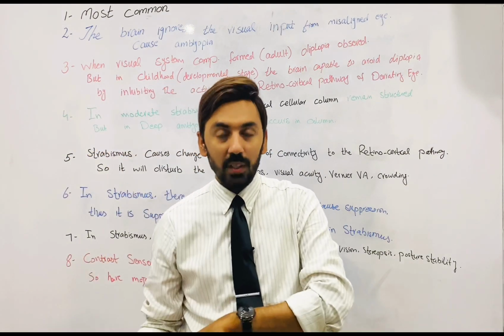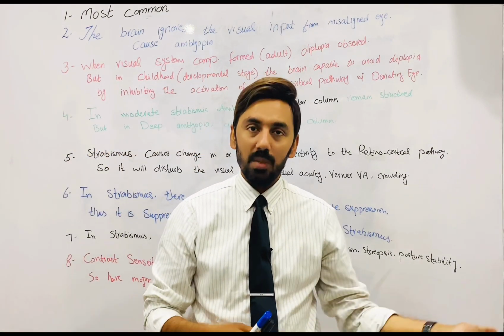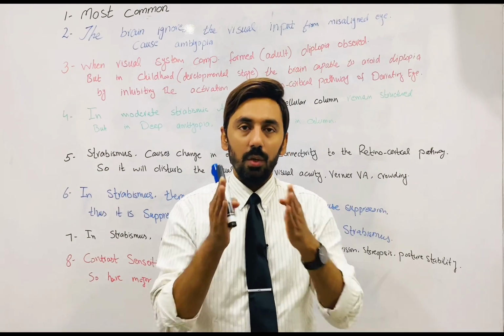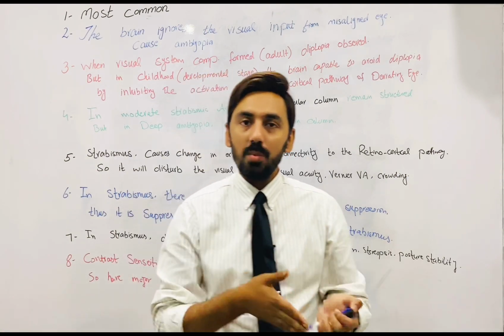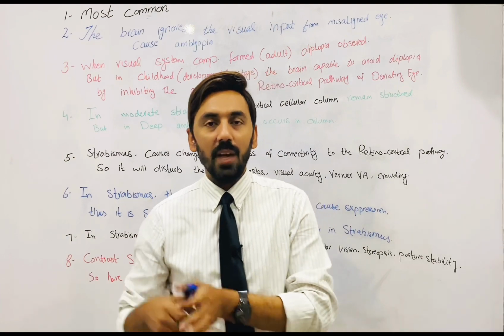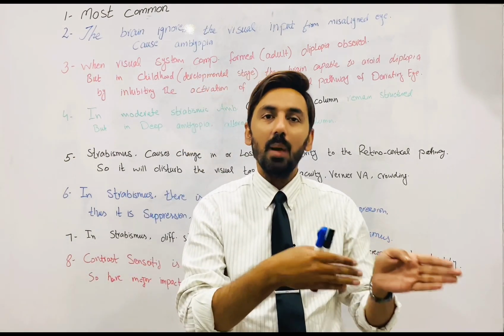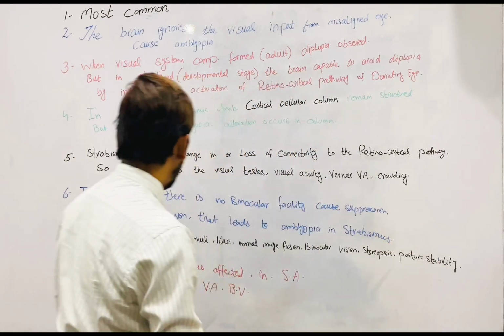So that suppression can lead towards amblyopia in the strabismic patient. So first you are strabismic, and when you are strabismic you will get suppression, and that suppression can lead towards the amblyopia, right? So I hope this is clear as well.